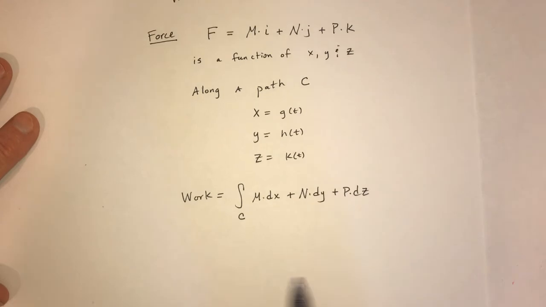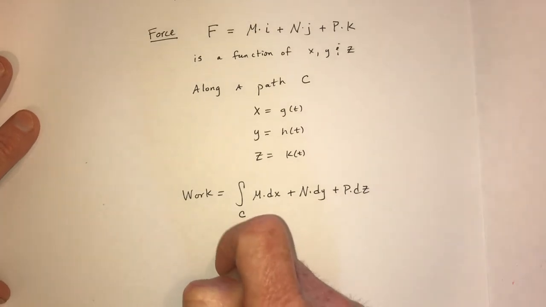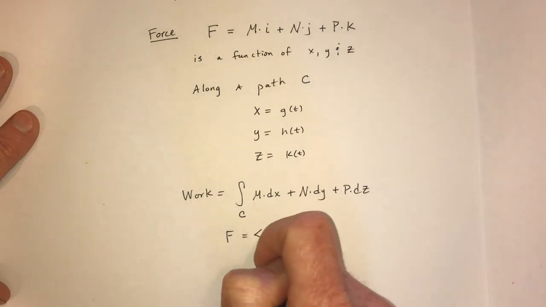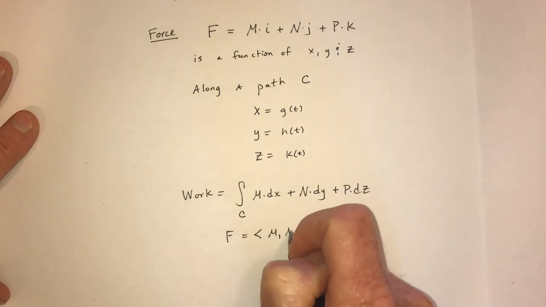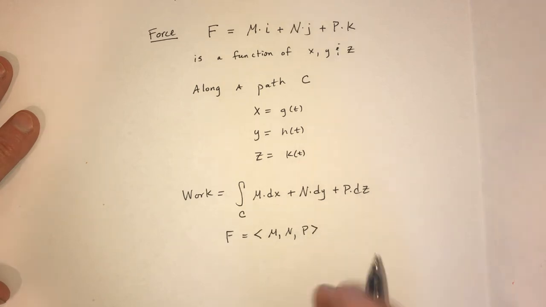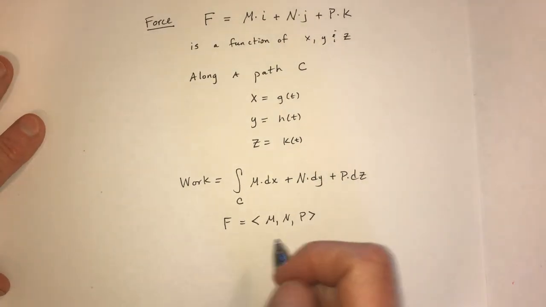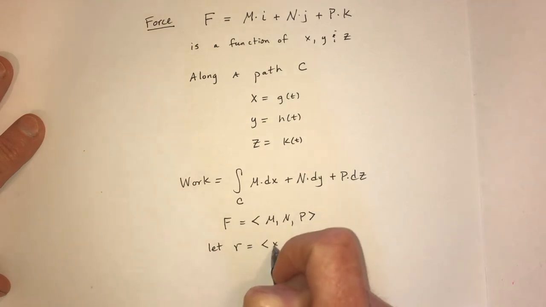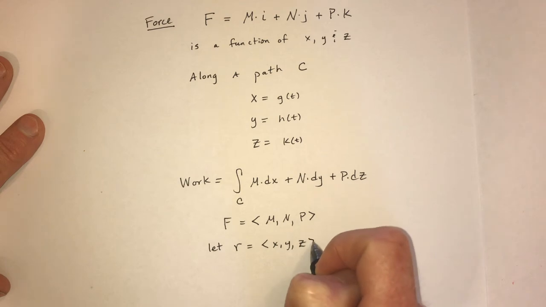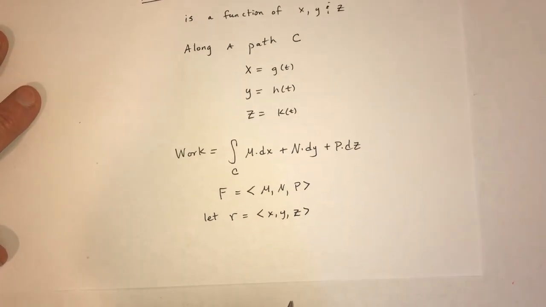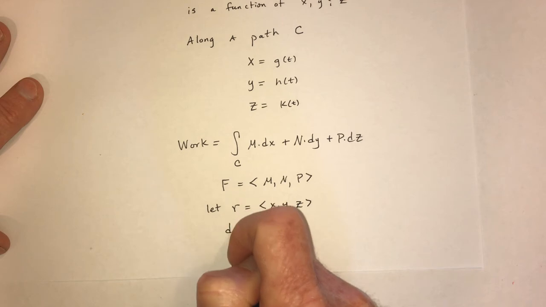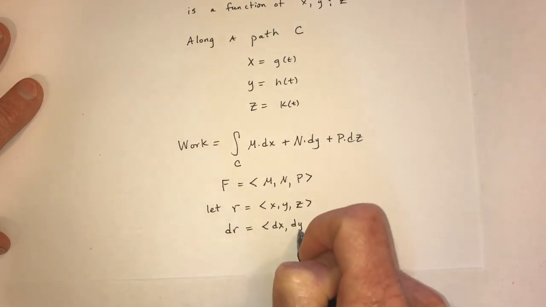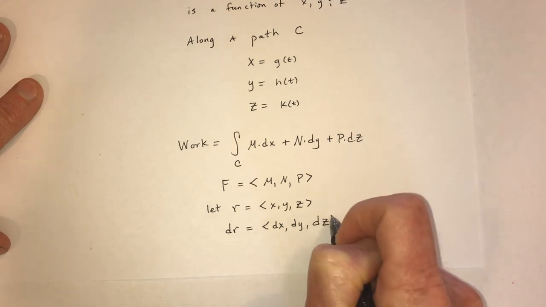Or there's a slightly different way to look at it. So you could just abbreviate this by saying force is equal to this vector, m, n, p. And if you let r be this vector, x comma y comma z, so it basically just gives you your position. Then look at the derivative of r. So that would mean take the derivative of x, take the derivative of y, and take the derivative of z.